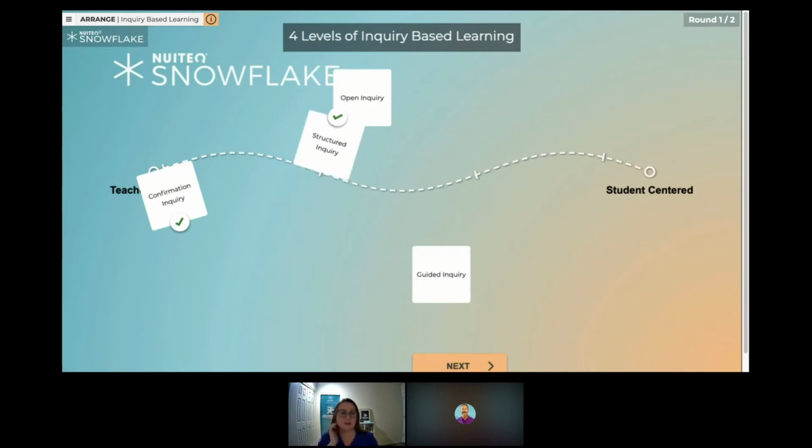In structured inquiry, the teacher's still providing a lot of guidance. So they're creating those starting questions, those starting inquiries. They're modeling the process.